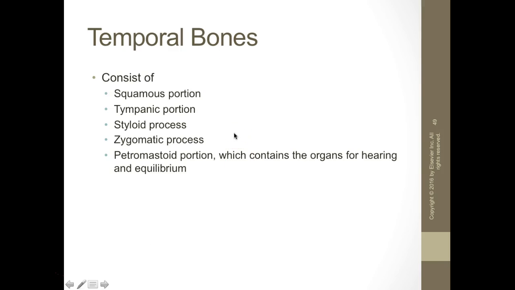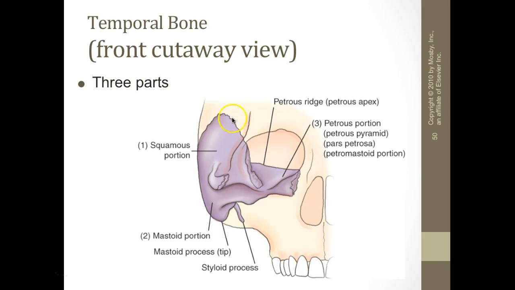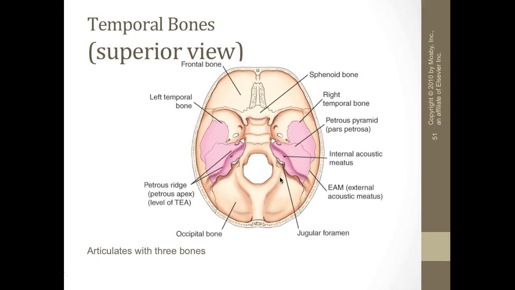All right, so it consists of a squamous portion, a tympanic portion, a styloid process, a zygomatic process, and a petromastoid portion, which contains the organs for hearing and equilibrium. So here's your squamous portion, mastoid portion. Here's your styloid process, and then here's your petrous portion. You can call it the petrous pyramid, pars petrosa, petromastoid portion. I usually call it the petrous pyramid. If you call it pars petrosa, that's fine too.